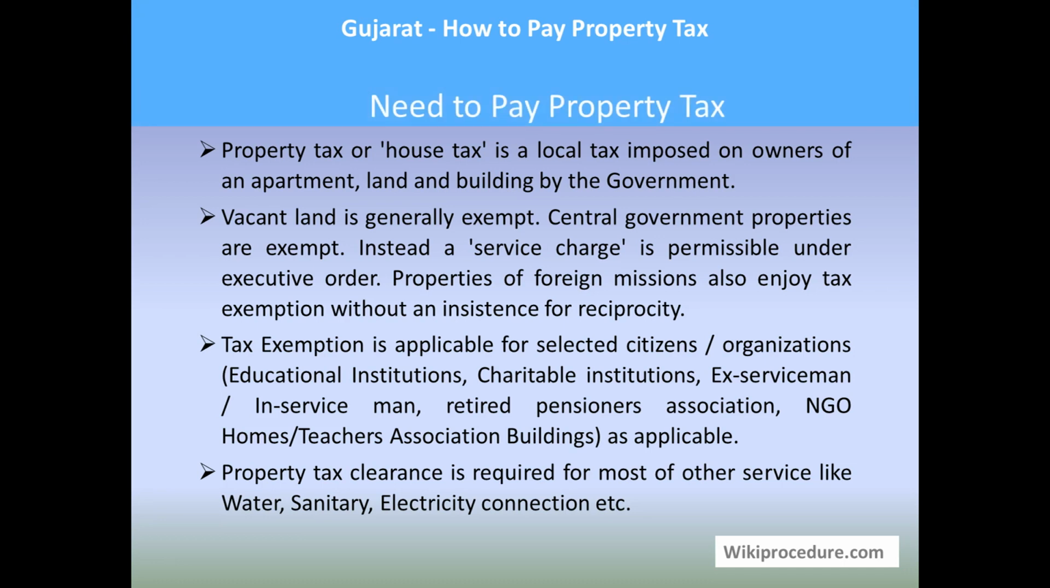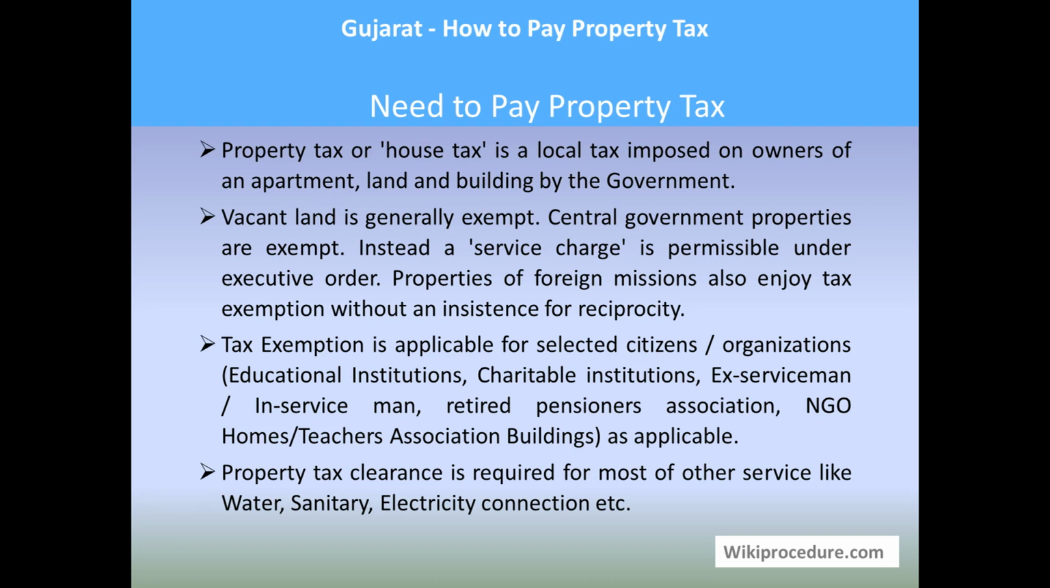Let us see the need to pay property tax. Property tax or house tax is a local tax imposed on owners of an apartment, land or building by the local governing authorities of the state government. Vacant land is generally exempt. Central government properties are exempt. Instead, a service charge will be collected. Properties of foreign missions also enjoy exemption from the property tax.